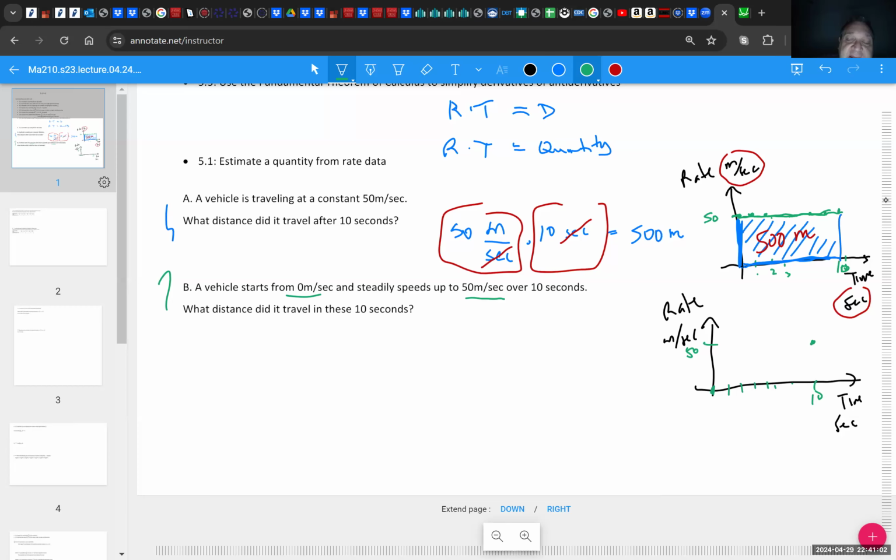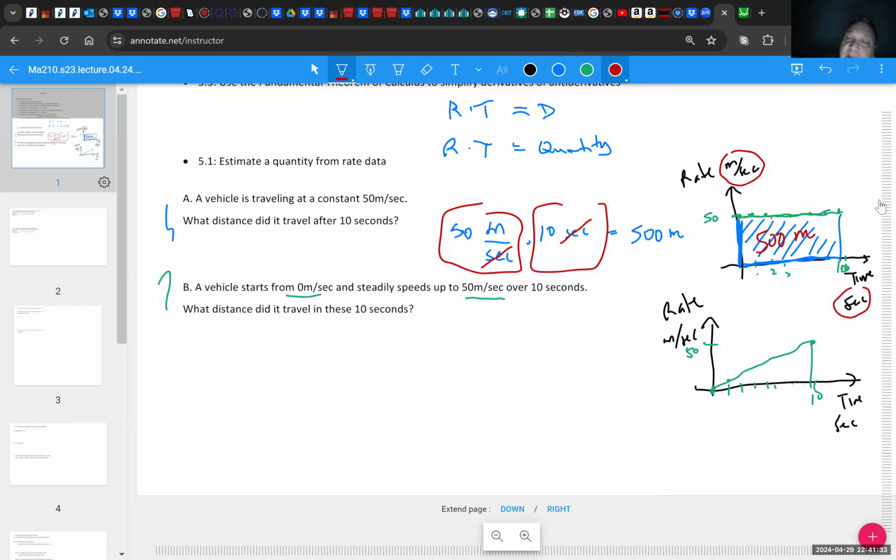And it says it's steady, so it steadily increases over time. We could try to figure out what it is at 1. We could figure out the slope, which seems to be 5, because 50 over 10 is 5. So we know it went up 5 meters per second over that 1 second period. We could see that visually, but it's actually not that important, because once again, we know that if we multiply the rate times the time, we get the quantity.